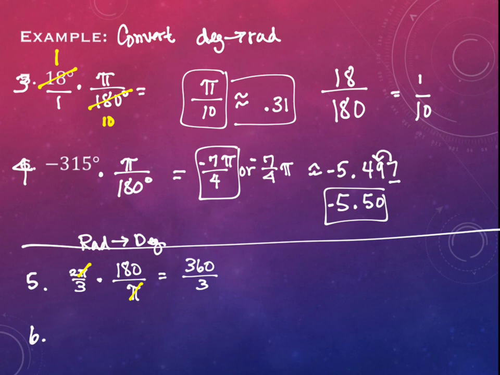And then divide, this is 180 degrees, so let me put my degrees on there. What is 360 divided by 3? That's 120. So this is a measure of 120 degrees. Okay, so that's pretty straightforward.